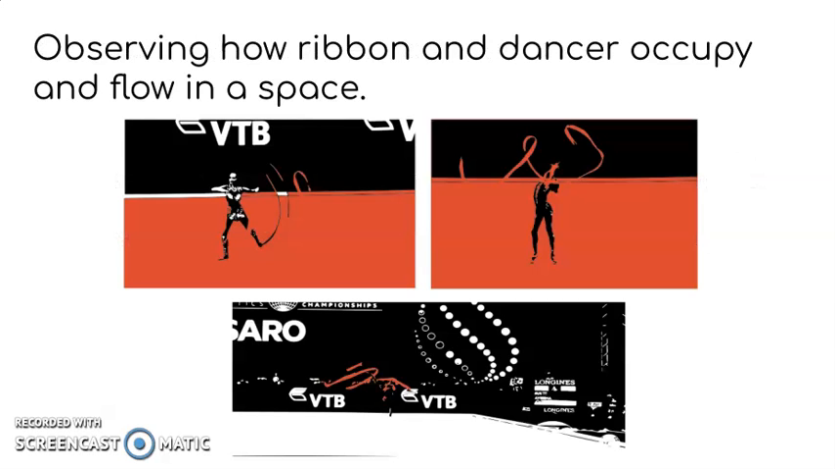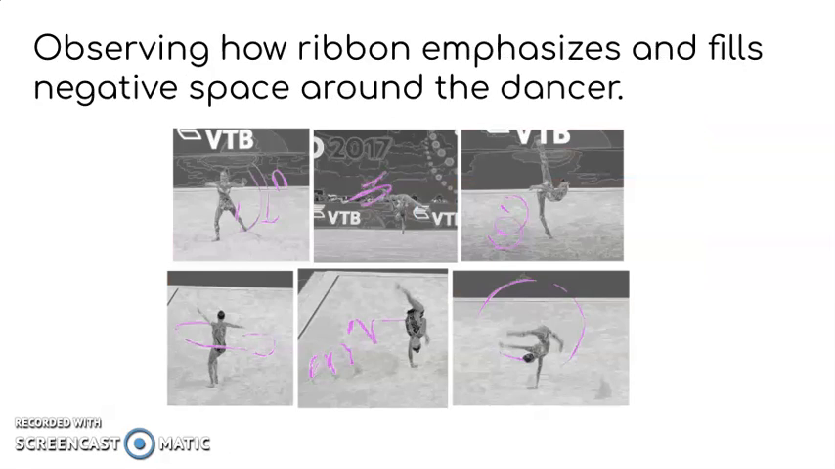This second study observes how ribbon and the dancer will occupy and flow through a space. This third study shows how the ribbon can either emphasize the dancer or fill in the negative space around the dancer. This specific study is what I based my ribbon implementation off of.